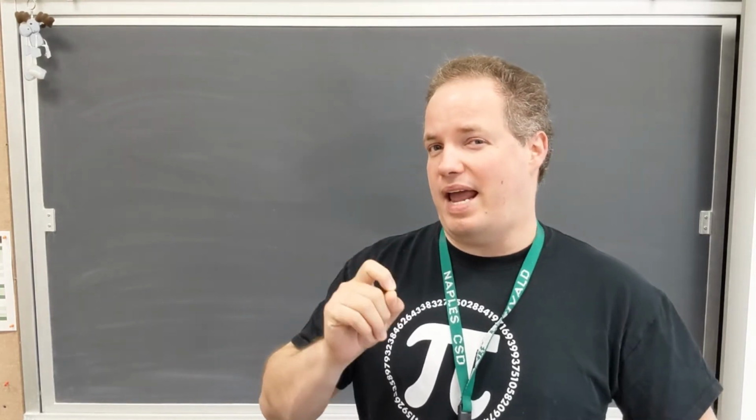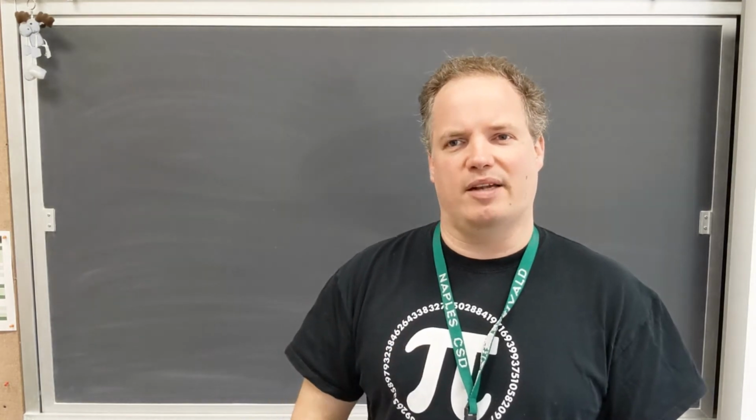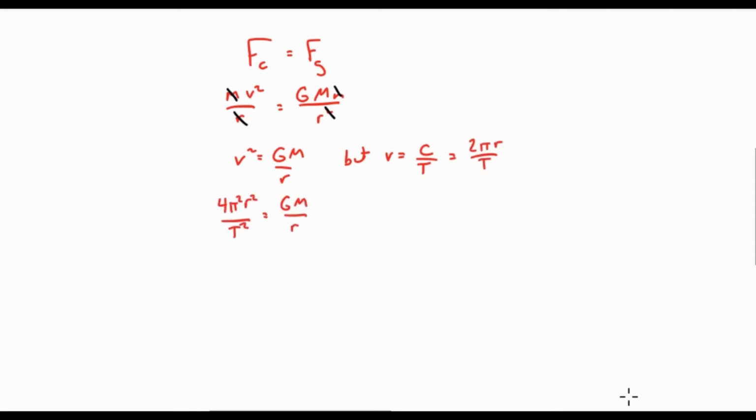AP, you might have to derive Kepler's third law, and so let's go ahead and do that. We know gravity is providing a centripetal force, so let's set those equal. Plug in mv squared over r and GM1M2 over r squared. Cancel some stuff. Realize that speed is distance over time. That's circumference over time. That's 2 pi r over period. Plug that in. Multiply both sides by period squared, rearrange, and we are done.